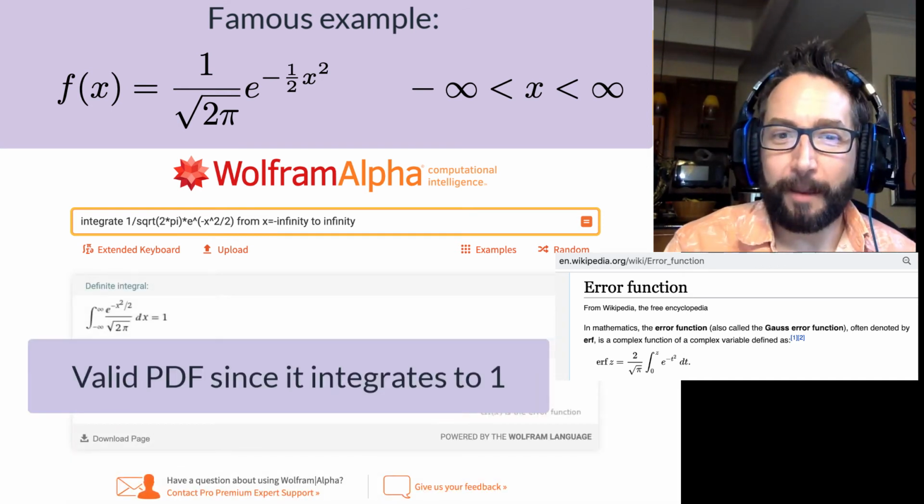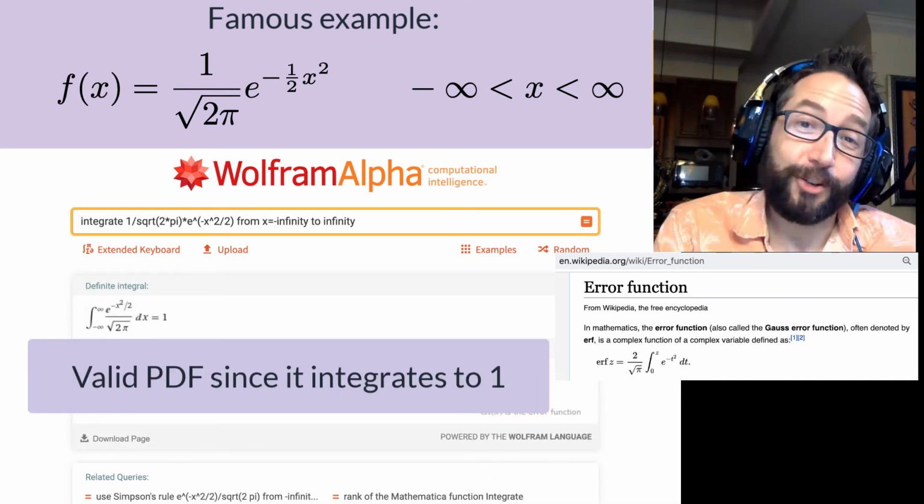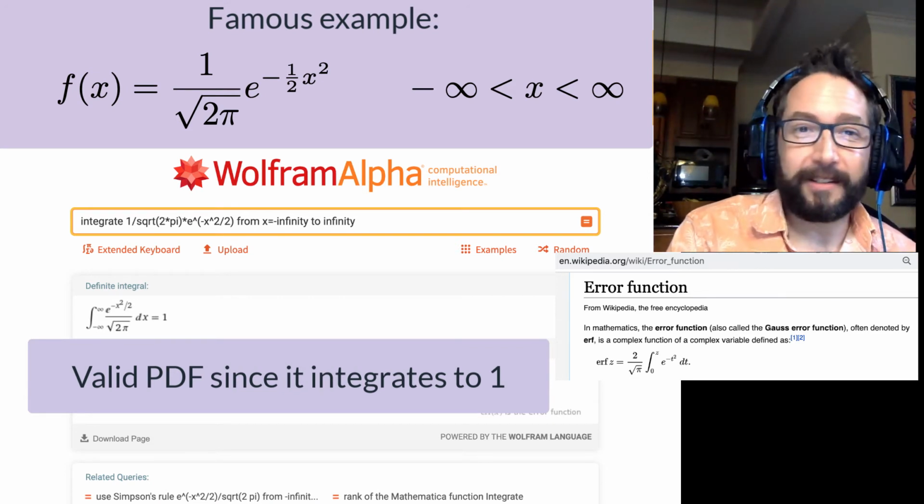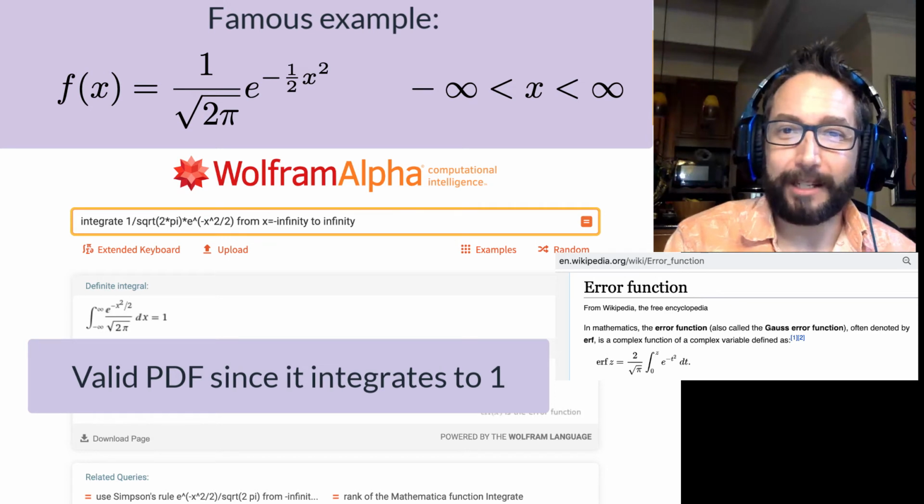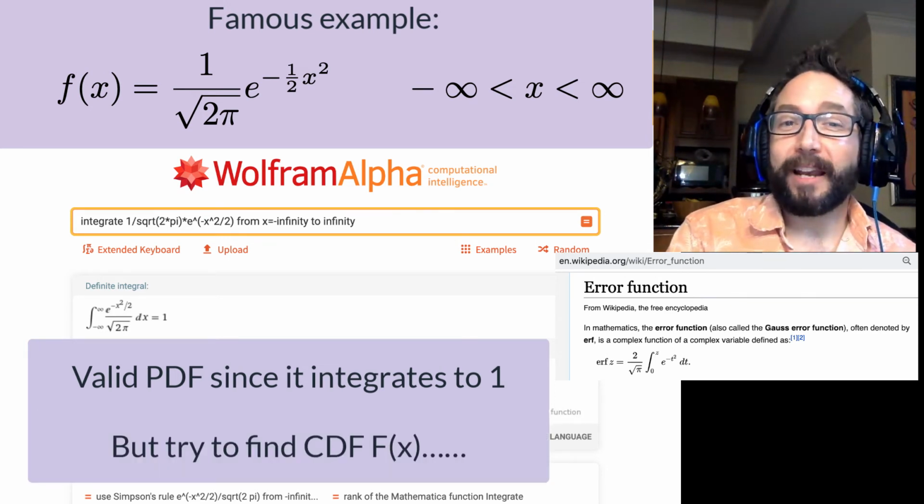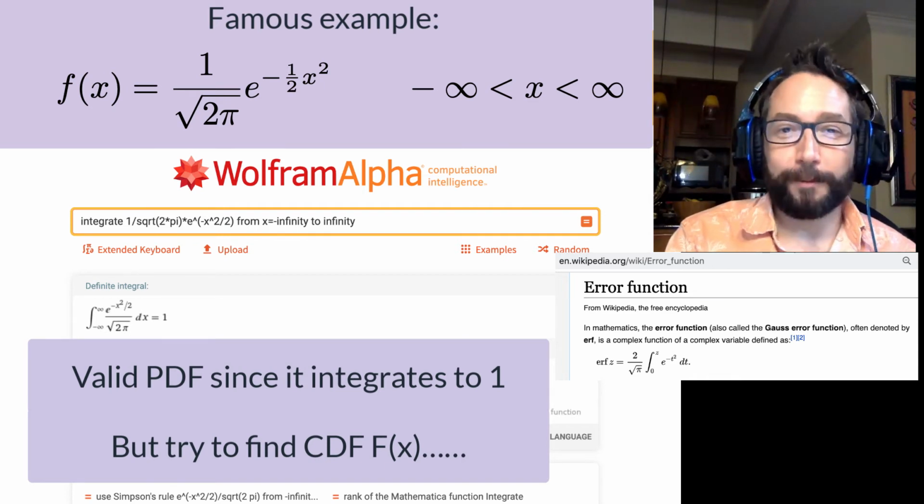So why did I pick that particular equation? Well, it just so happens to be a PDF. It integrates to 1 over the entire range of values of x that are possible, any value. But now if I ask the question, well, what's the formula for capital F? Here's my formula for little f here.